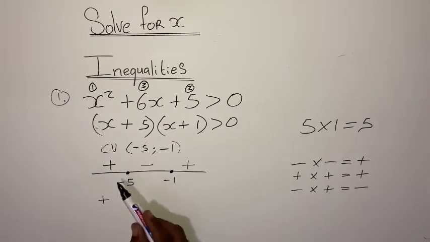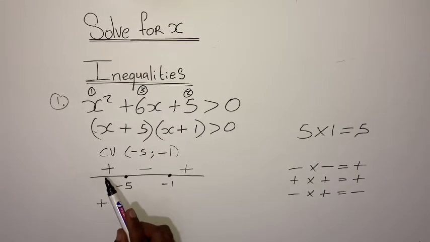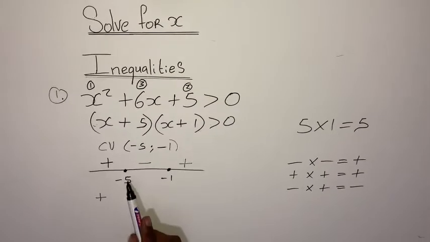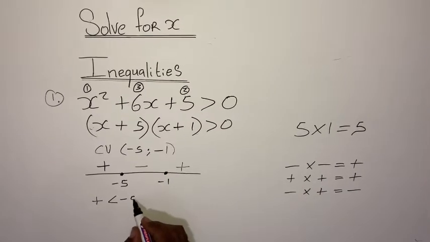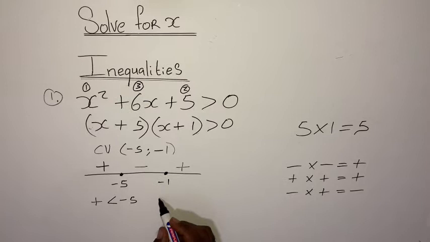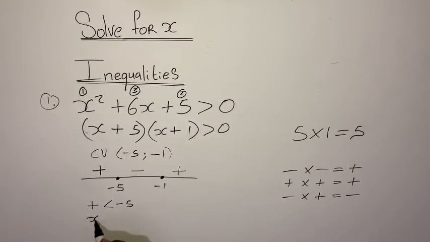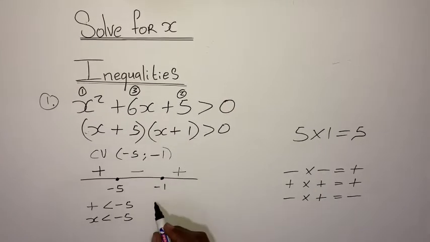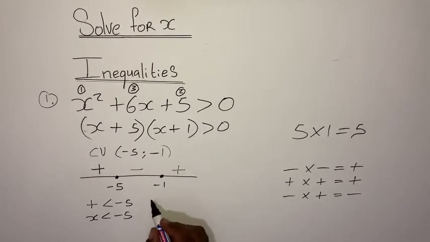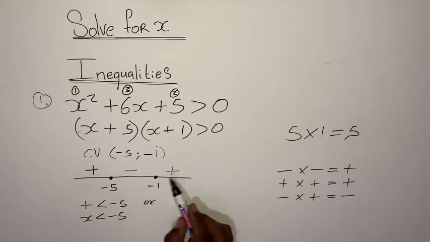So in this instance, you are seeing that your positive is actually on the left of negative 5. Therefore, you'll point to the left of negative 5, of which your positive is actually your x. Your x is less than negative 5. Then we focus on the next positive that we have on our number line.